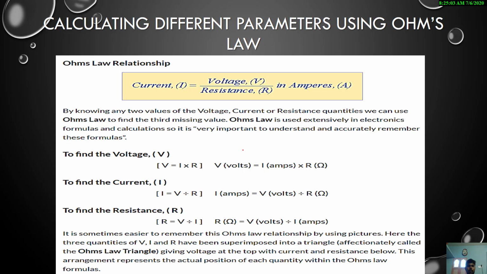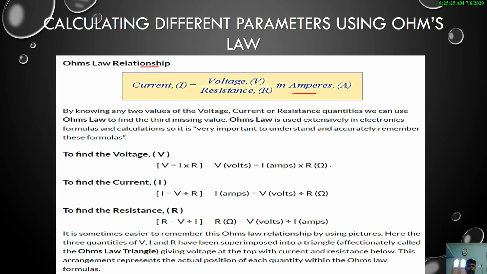Next, we will see how to calculate the different parameters using Ohm's law. The basic relationship of Ohm's law is I equals V by R, that is, current is equal to voltage divided by resistance, denoted in amperes. By knowing any two values in the relationship, we can calculate the third one easily.